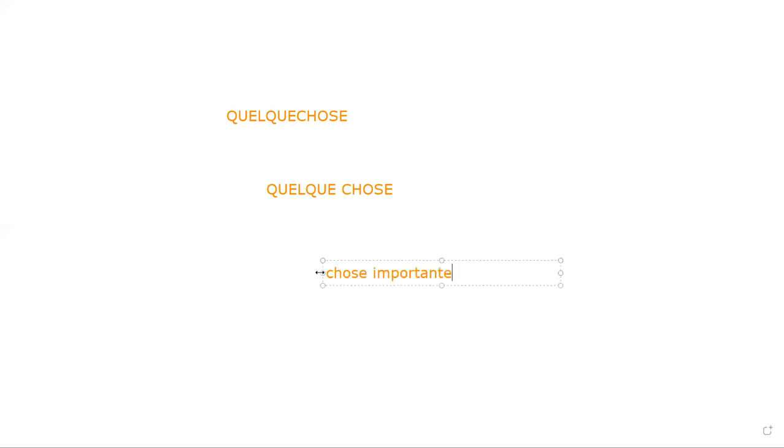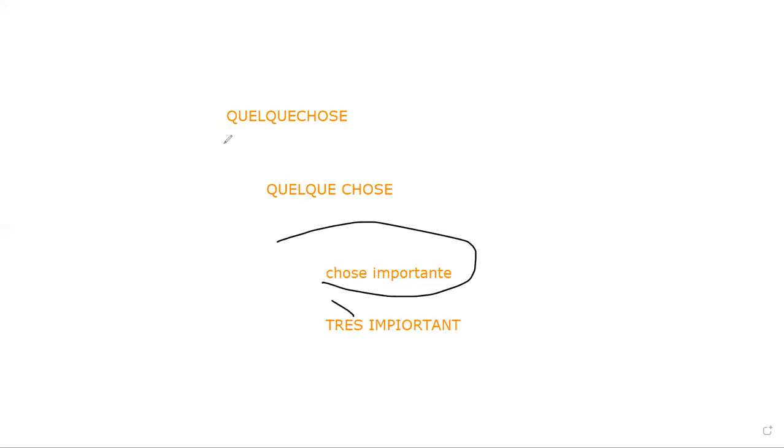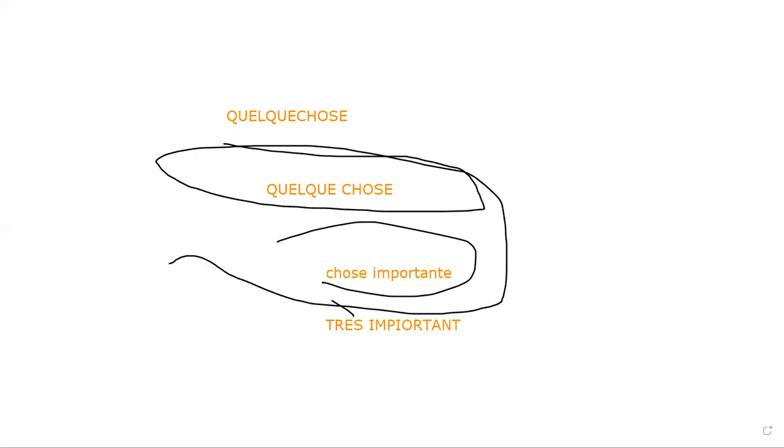Children, read aloud. Important. What is important? Important. And the things which are very important, we say the things, chose. Literally, chose means thing. Chose importante. Children, read aloud. Très important. Très is very, and important. Very important. Quelque chose, chose importante, très important. Is it clear to you, children?